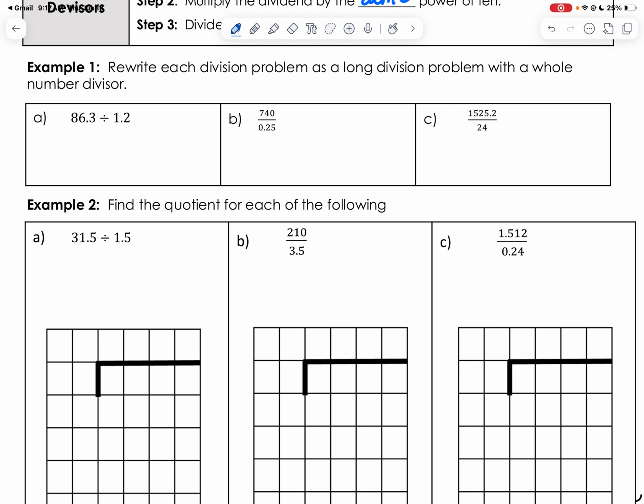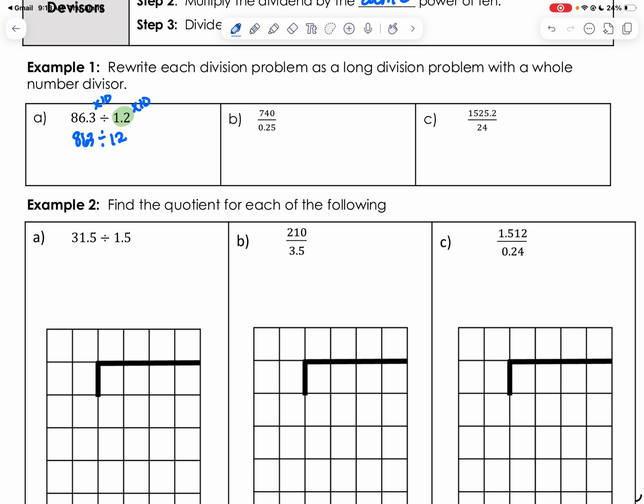Now, in example one, it says rewrite each division problem as a long division problem with a whole number divisor. So in problem A, our divisor is 1.2. I need to make that a whole number. And the way we do that, because there's one number after the decimal, we just multiply it by 10. Now, whatever you do to the divisor, you must also do to the dividend. So multiplying by 10 just means you're going to move the decimal to the right one place. So this would become 863 divided by 12. So all I did there was multiply by 10 to turn that divisor 1.2 into a whole number of 12.